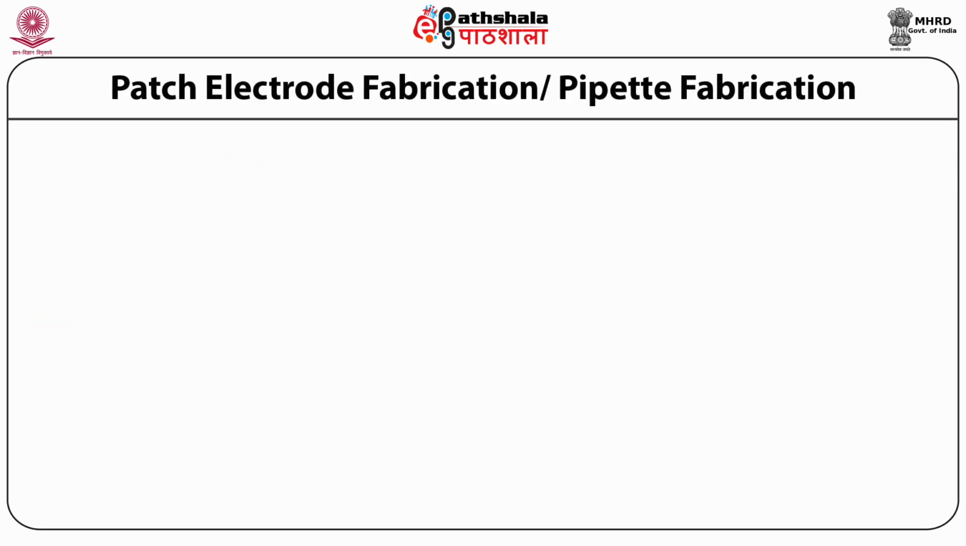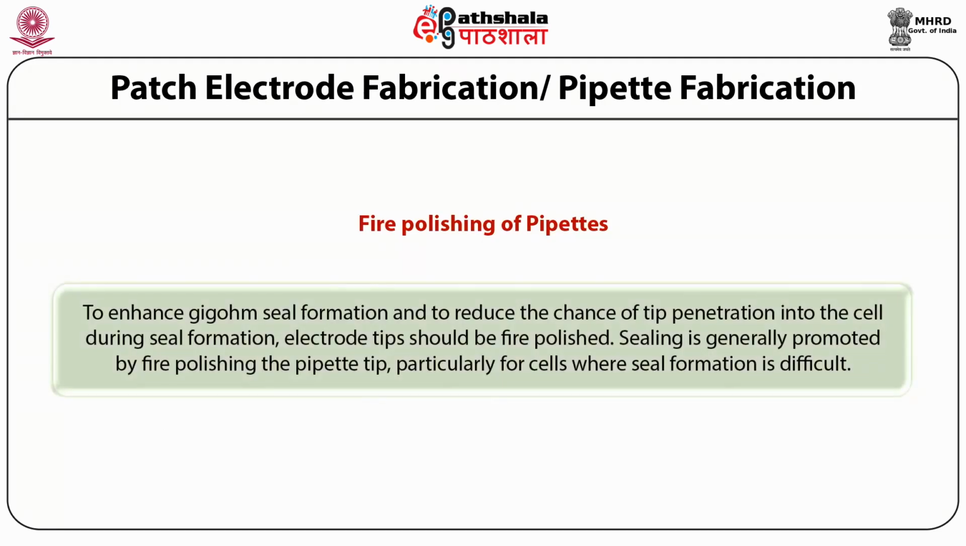The next part is fire polishing of the pipette. To enhance gigaohm seal formation and to reduce the chance of tip penetration into the cell during seal formation, electrode tips should be fire polished. Sealing is generally promoted by fire polishing the pipette tip, particularly for the cells where seal formation is difficult.